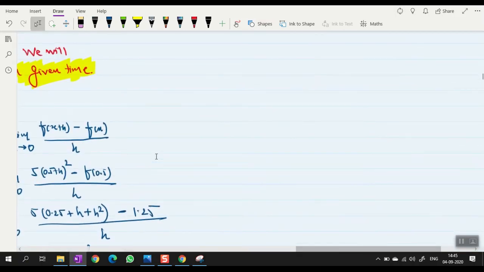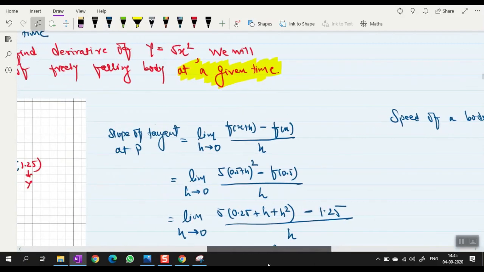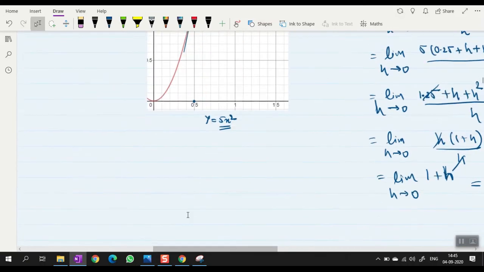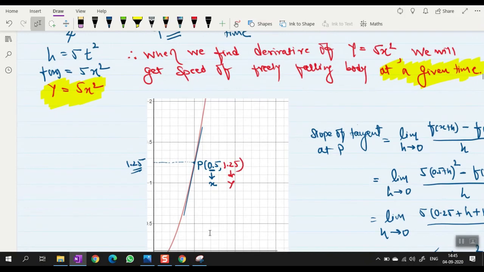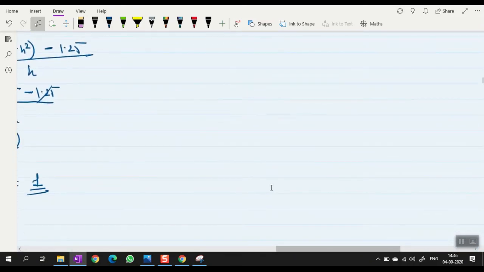That means the speed of a body after 0.5 seconds of falling is equal to 1 meter per second. And this speed will go on increasing at the rate y is equal to 5x square. So we can find the speed after any particular interval of time. Okay, let's take another example in the same thing.